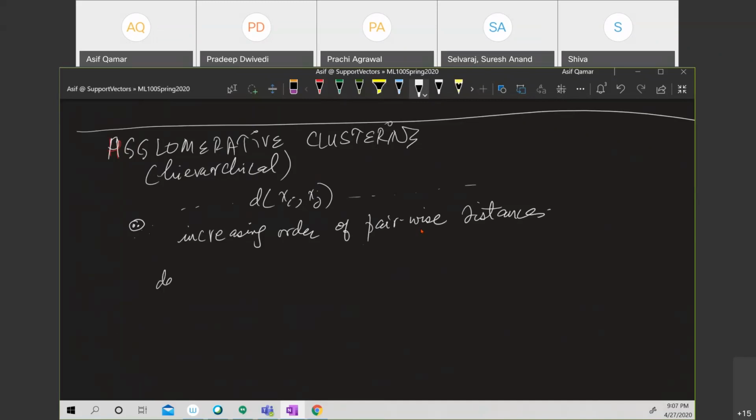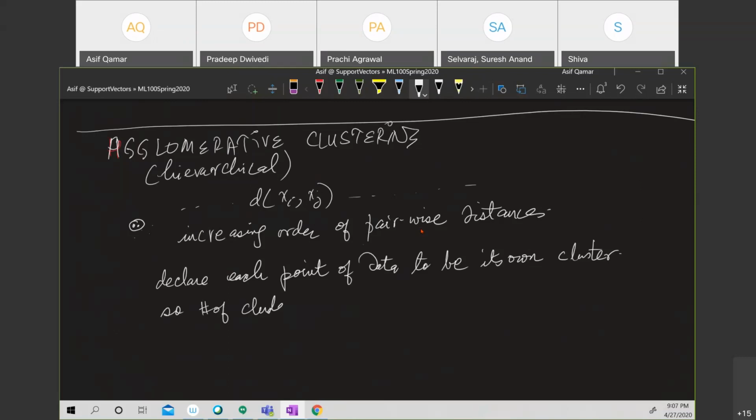In the beginning, declare each point of data to be its own cluster. So suppose there are n data points. How many clusters are there? The number of clusters initially is equal to the number of data points, because each point is a cluster. Then you maintain a list of distances all the time. Once you have sorted it by pairwise distances, find the 2 points which are closest to each other.